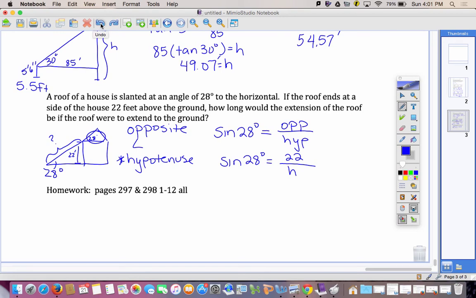So we can determine this by saying the hypotenuse is 22 divided by sine of 28 degrees. And if you do that division, you get that the extension would be 46.86 feet, or about 46.9 feet.